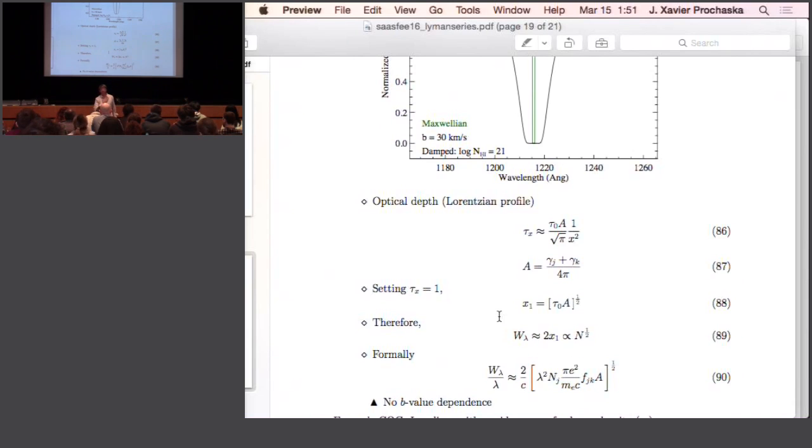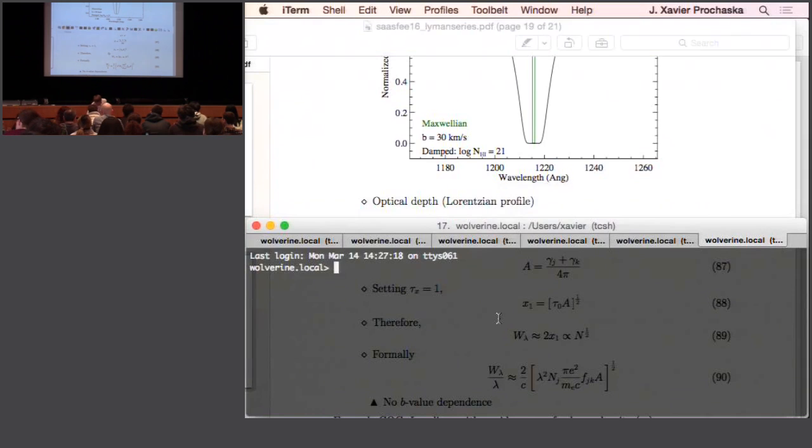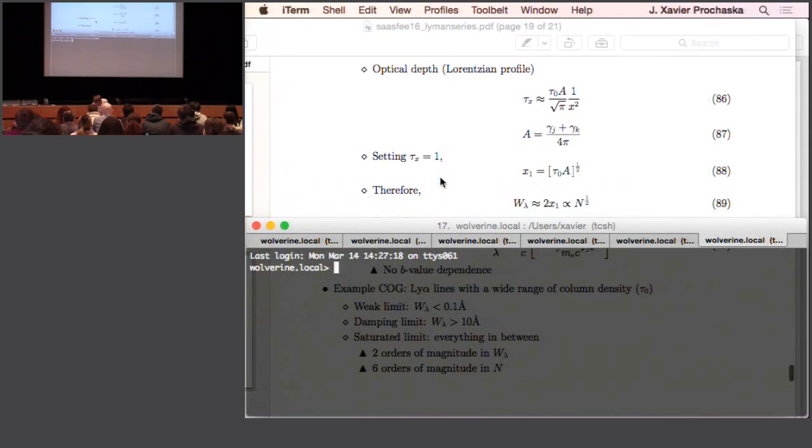That describes the astrophysics, and tau naught being proportional to column density means that our equivalent width is also proportional to column density. So in this damping regime, we have an equivalent width that is sensitive to the column density, but only as the square root of the column density.